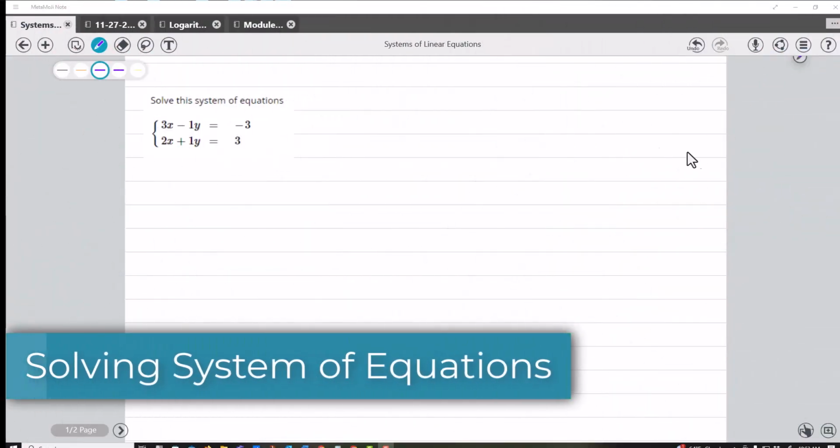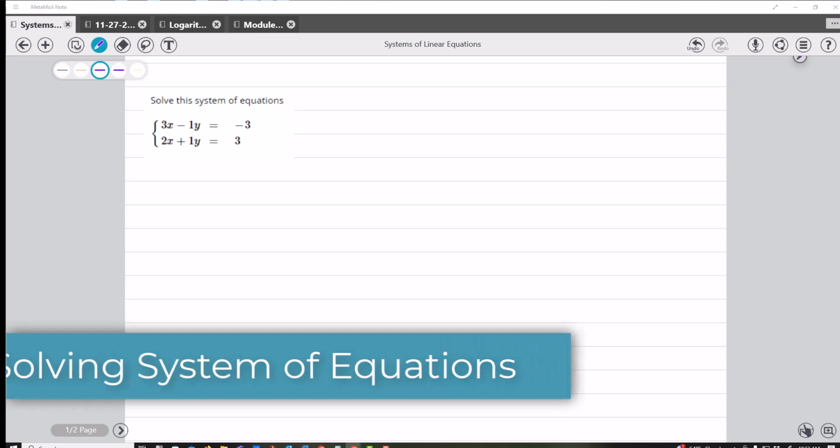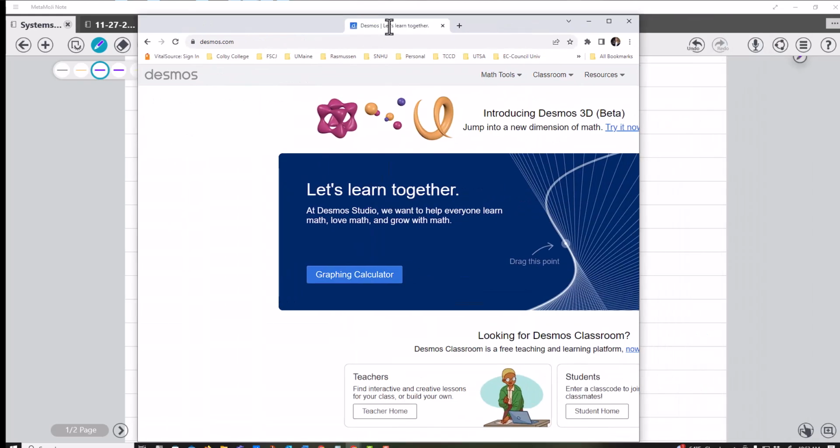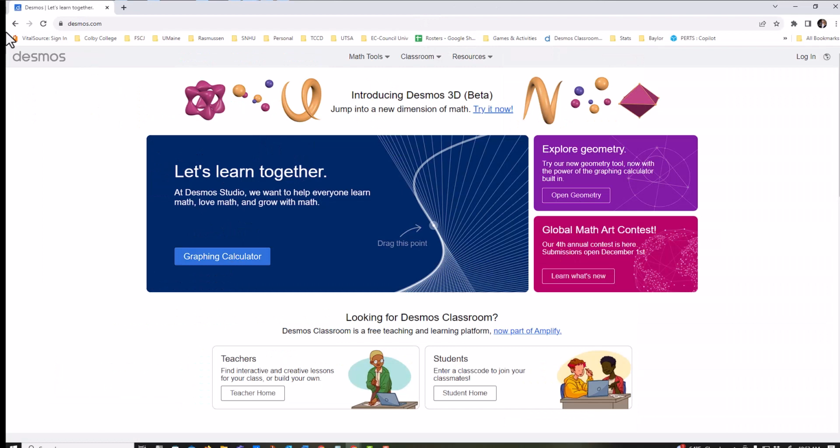Okay, when you're asked to solve a system of equations, there's actually a couple of ways that you can do this. The first one is the fastest, and that is to go to a graphing calculator or an online graphing calculator.